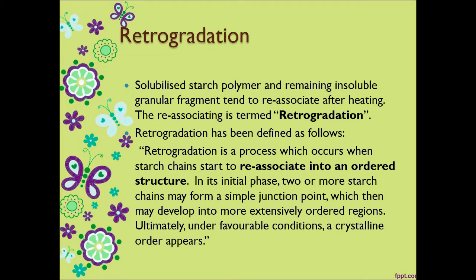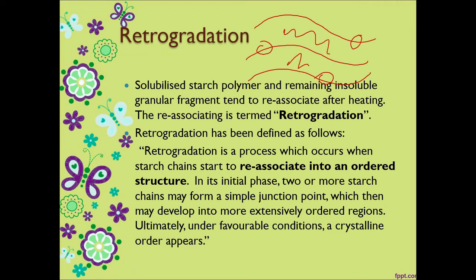So if we refer back to the earlier figure of gelatinization, the starch granule has the formation of hydrogen bonds between the water and the starch granule. So during retrogradation, the water molecules may exit, and the starch chains or the junctions may come closer. That's why it will form a crystalline order.